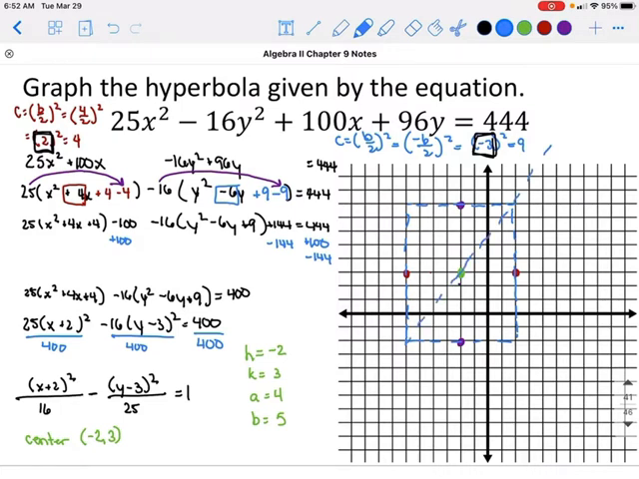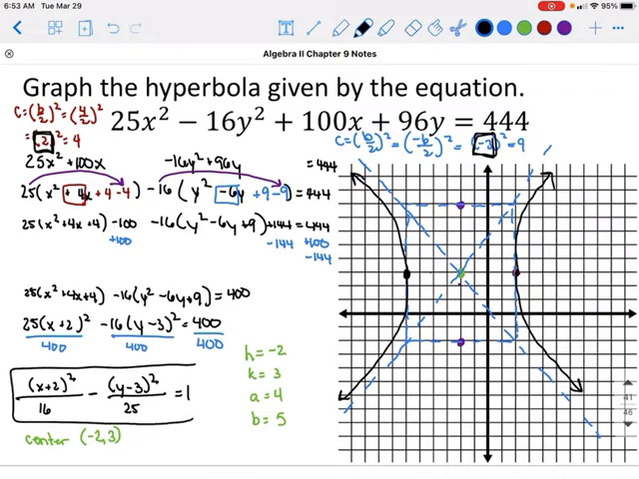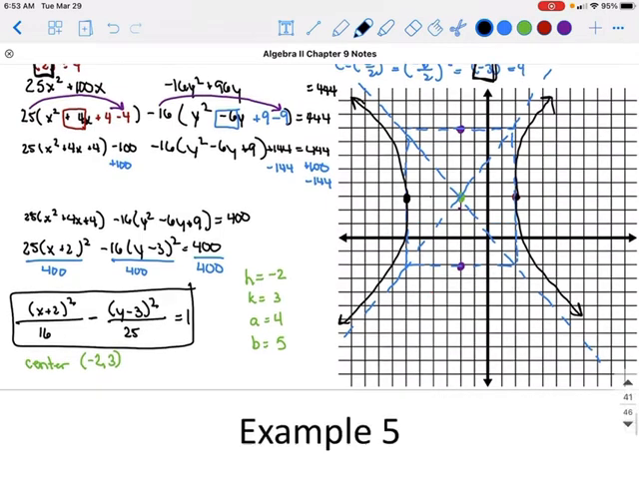From our box, remember, going from corner to corner, going through our center, we will create our asymptotes. Now, because the x comes first in our equation, we are going to open in the x direction. So we go to our vertices, and we're going to get close to those asymptotes without touching them. And that would be our graph of our equation. So here's our equation, and then we have our graph.